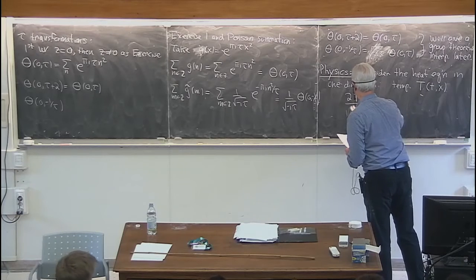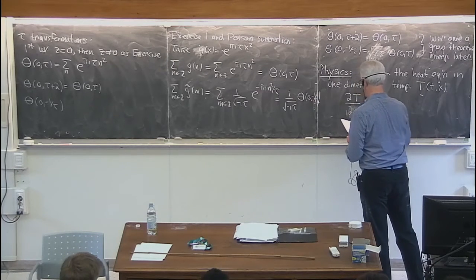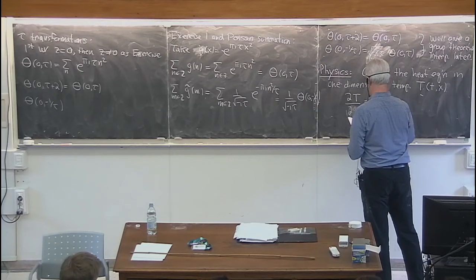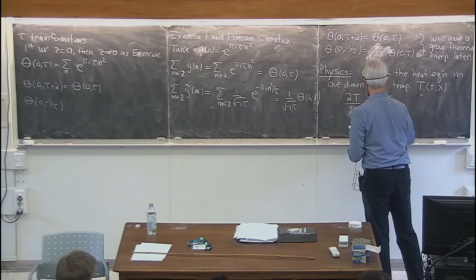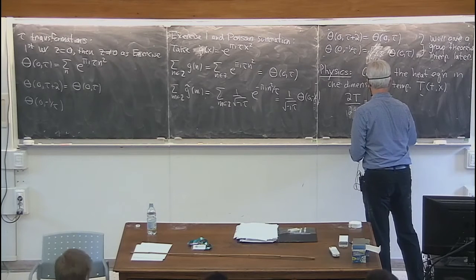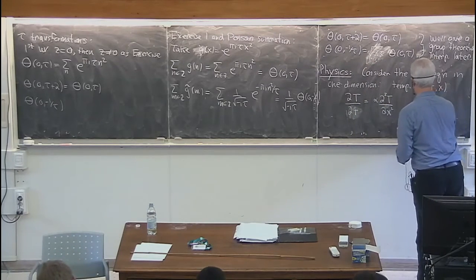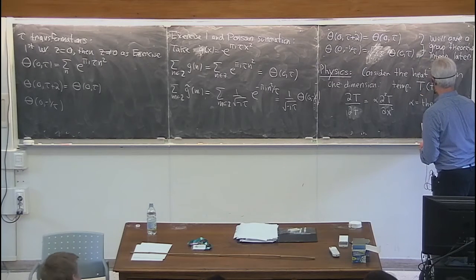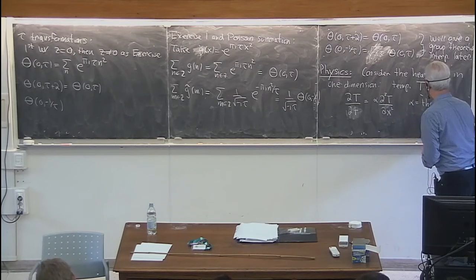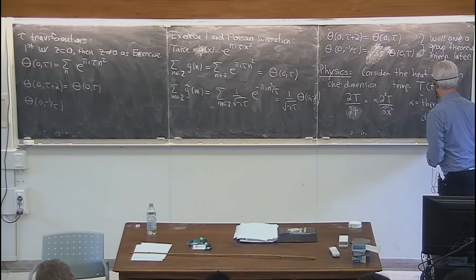So the heat equation says that the change of temperature with respect to time is equal to alpha times the second partial derivative with respect to space of the temperature, and alpha is the thermal diffusivity.